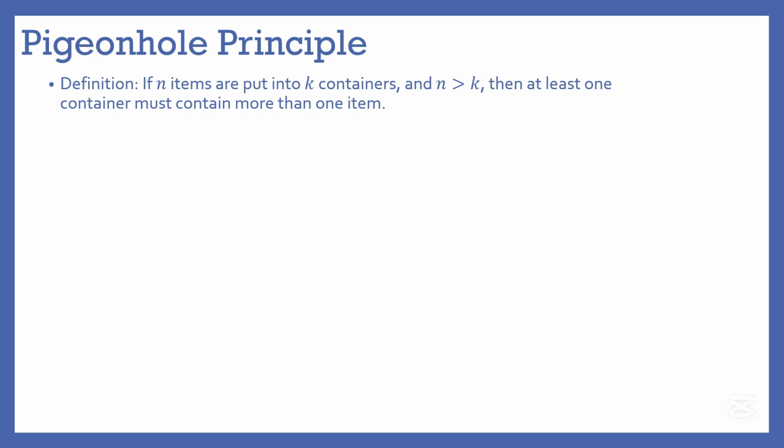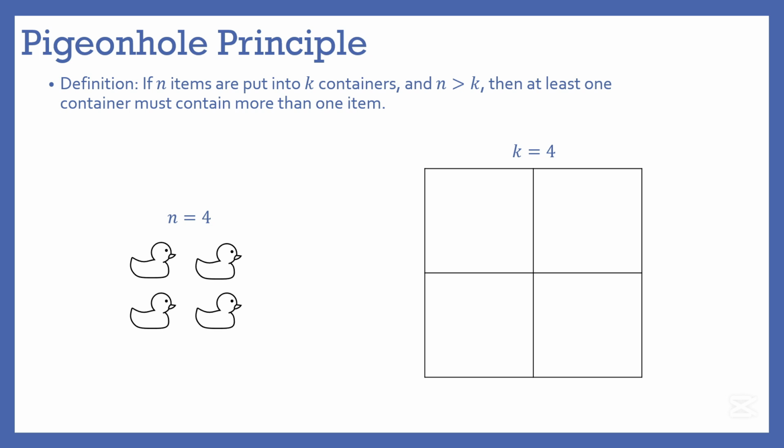Firstly, the pigeonhole principle. The pigeonhole principle states that if you distribute n items into k containers, where n is greater than k, then at least one container must hold more than one item. So for example, you have 4 empty boxes and 4 toy ducks. In order to satisfy the condition that n is greater than k, we add 1 to n, which makes n equal to k plus 1, which equals 5.